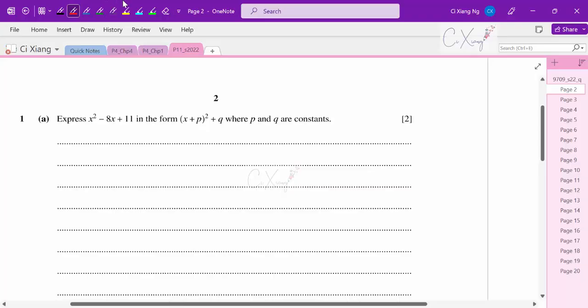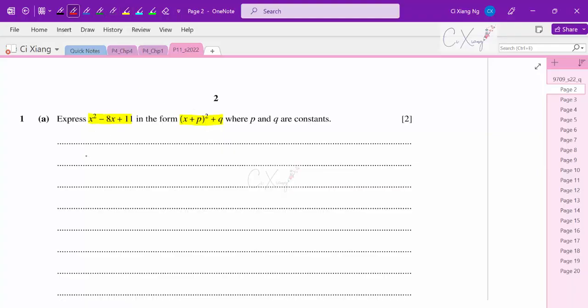Okay, so for the first question, they give us a quadratic expression and they want us to rephrase it into the completing square form. Alright, so this is the completing square form. Basically, when we want to complete the square, you need to plus something square and minus something square for the quadratic expression.